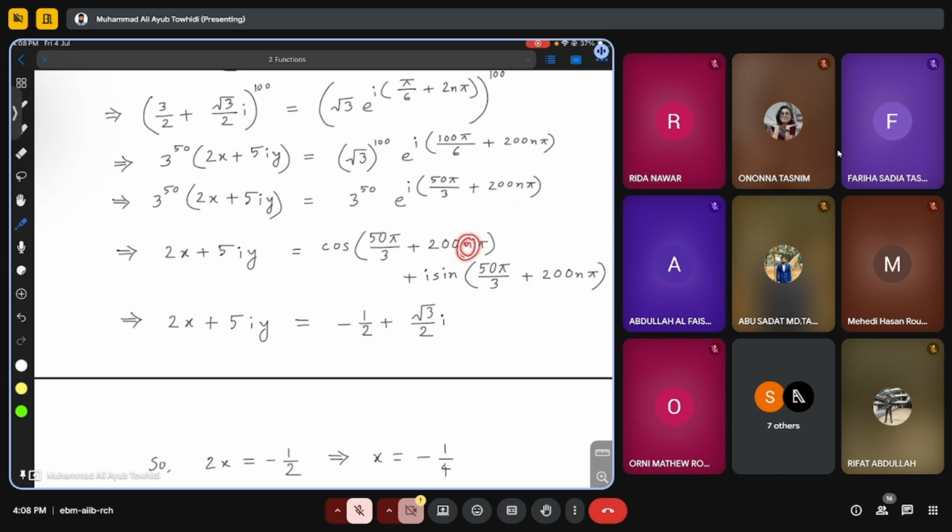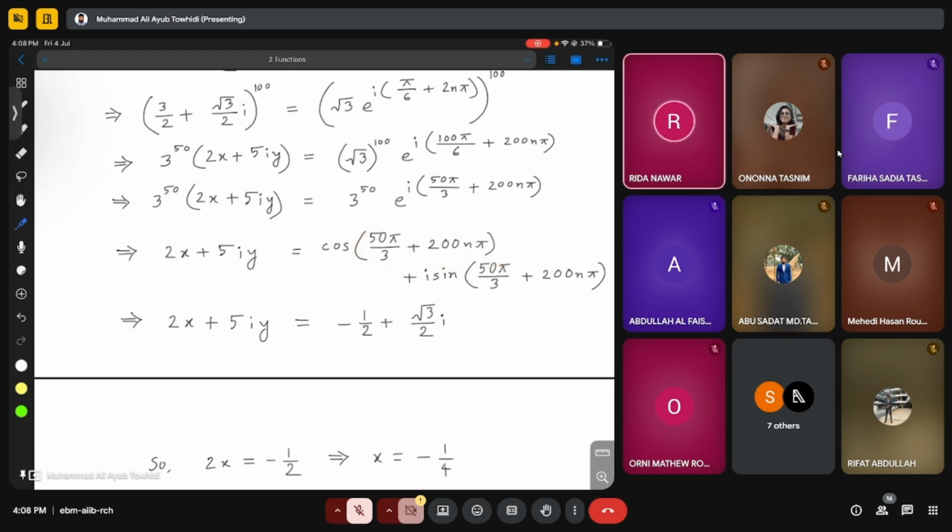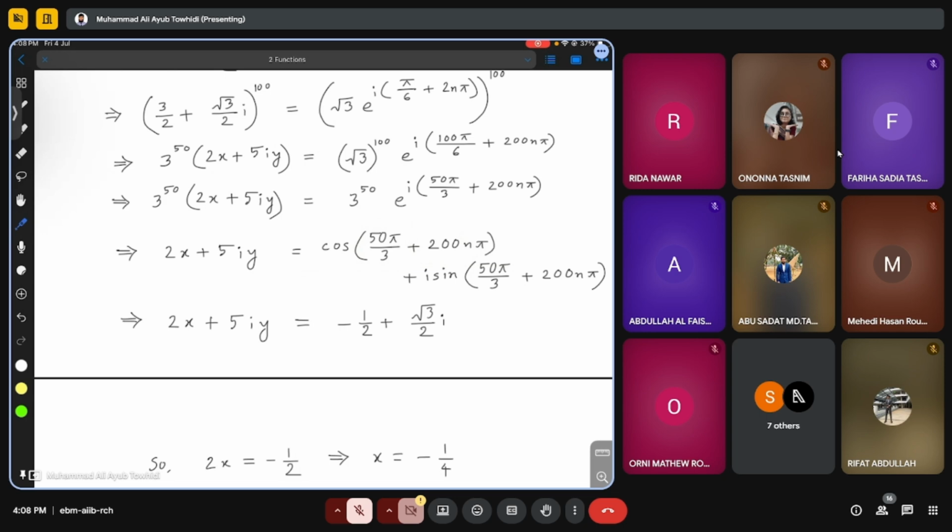Just take any number and calculate it. Use your calculator, find the value. You can take any value, and every value will give you the same answer. You tell me why. Why will it give the same answer for every value of n?